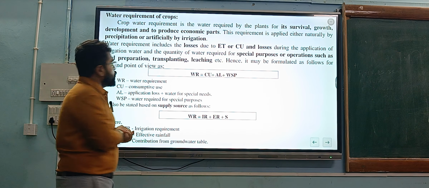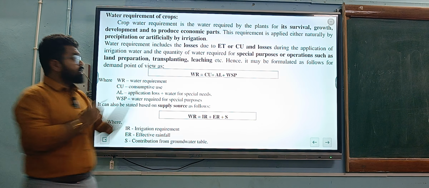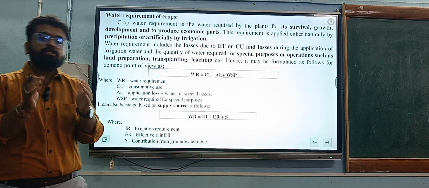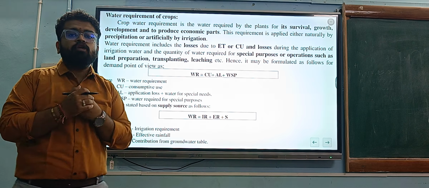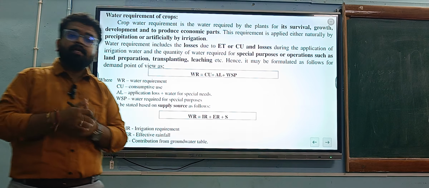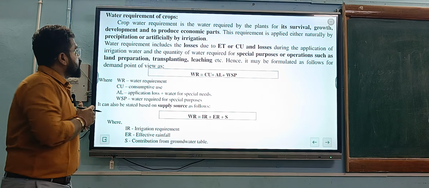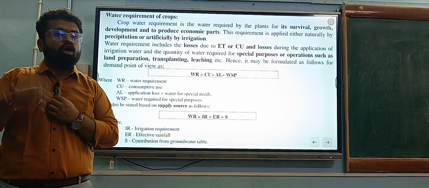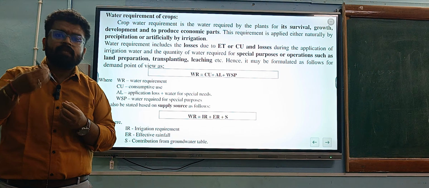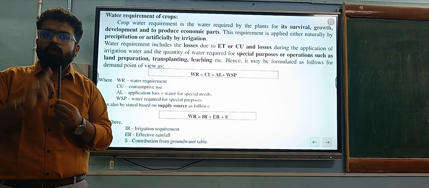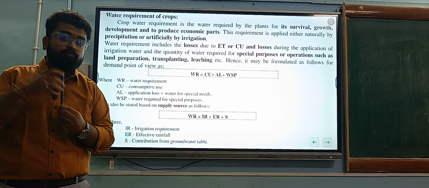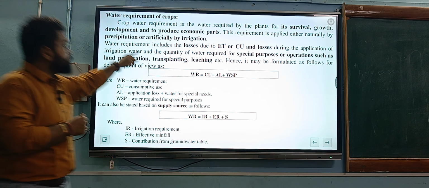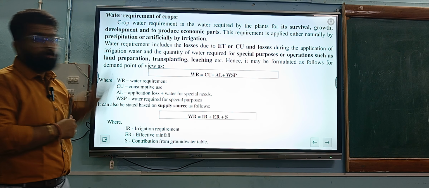Coming to here, crop water requirement is the water required by the plant for its survival, growth, development, and to produce the economic part. How much water is required for the plant to produce, and to supplement its survival, growth, and development, we call it water requirement. The water requirement includes the losses. So what is water required for the plant? It is required for meeting its evapotranspiration demand, its food requirement, and its metabolic needs. It includes the evapotranspiration or consumptive use, what we call.